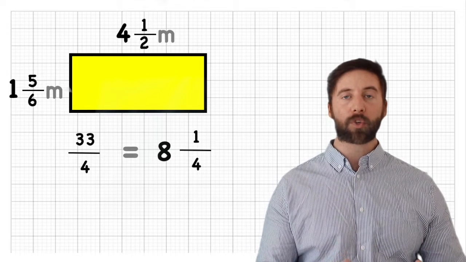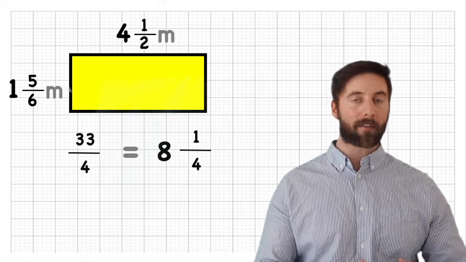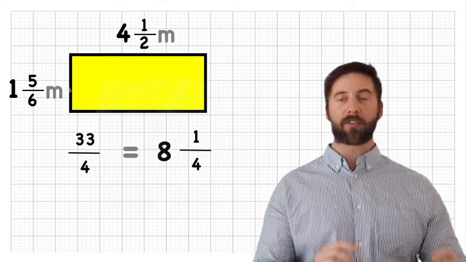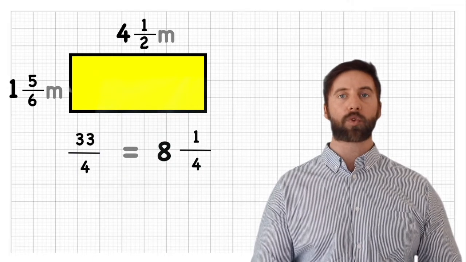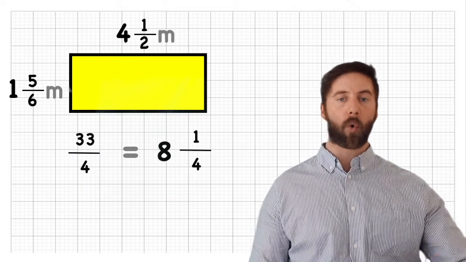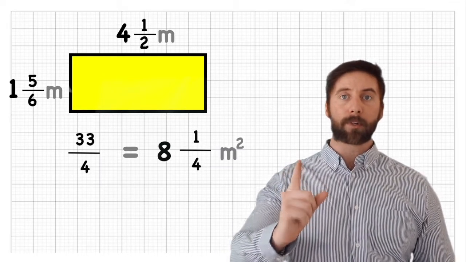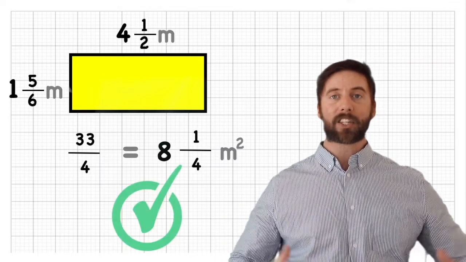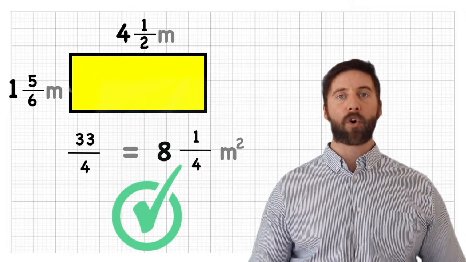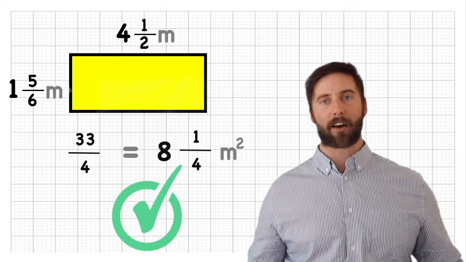Now our whole fraction was in quarters, so what do we have left? We have 1 quarter. Each of these chocolate bars and each of these segments was worth a quarter. Got 8 whole and 1 quarter. But what have I forgotten? That's right, always remember to put your measurement in. Meters squared. 8 and 1 quarter meters squared. And that's our final answer.